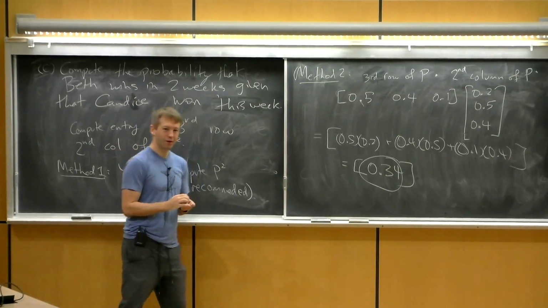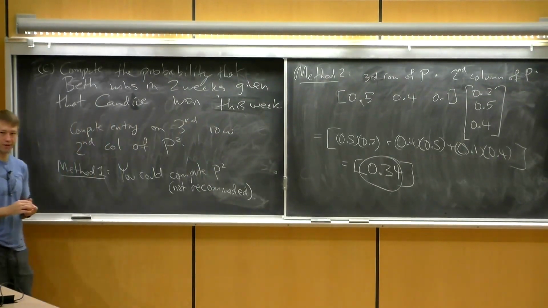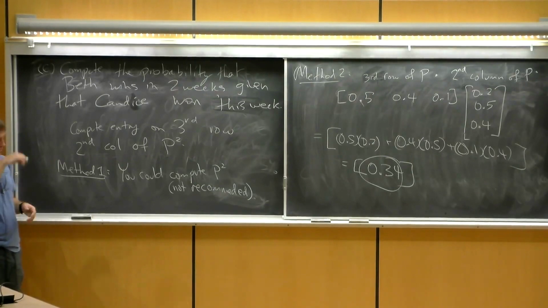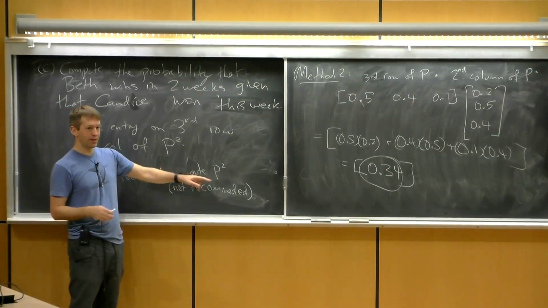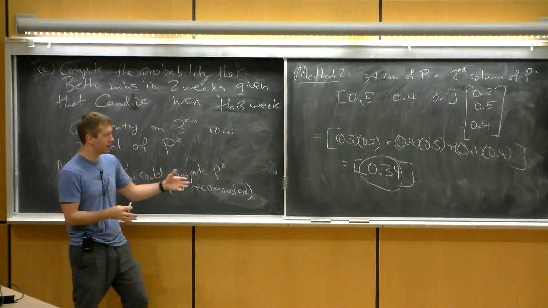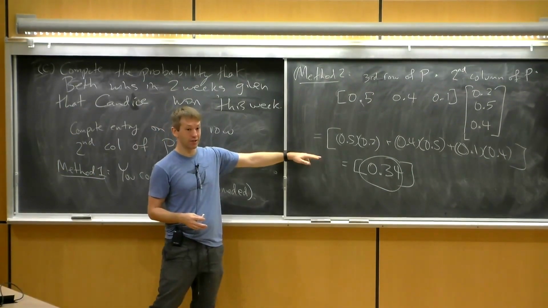Any questions about any of this at the moment? So hopefully you can see that this is faster than what it would have taken you to compute the entirety of P squared, because you'd have to do 9 of these calculations, and we just had to do 1 of them.